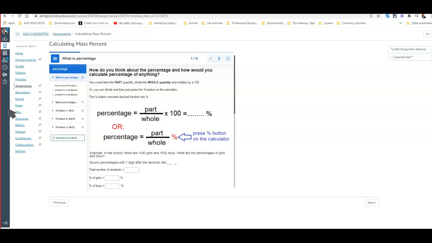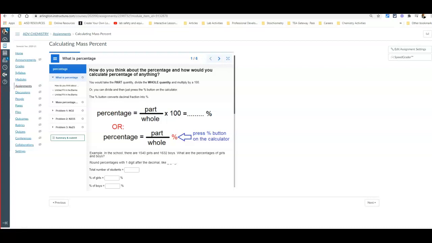Now, to find the percentage of girls, you have to first of all find the whole. What is the whole? The whole is the boys plus the girls. Oh, the whole, I forgot it. The whole is the total of the girls and the boys added together, right? Exactly. So that is the whole.